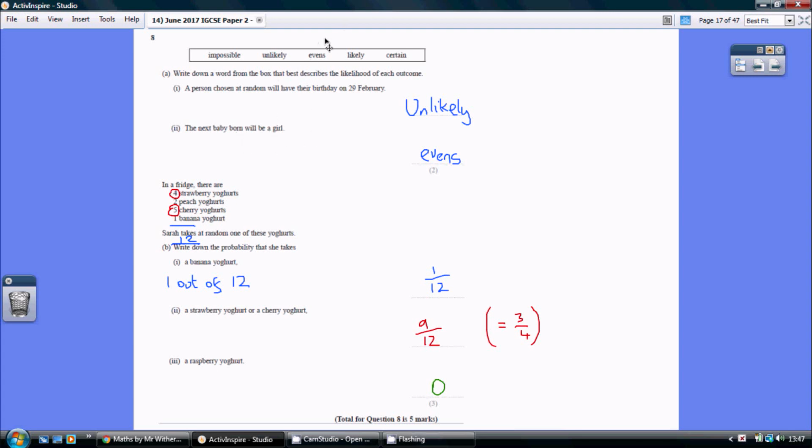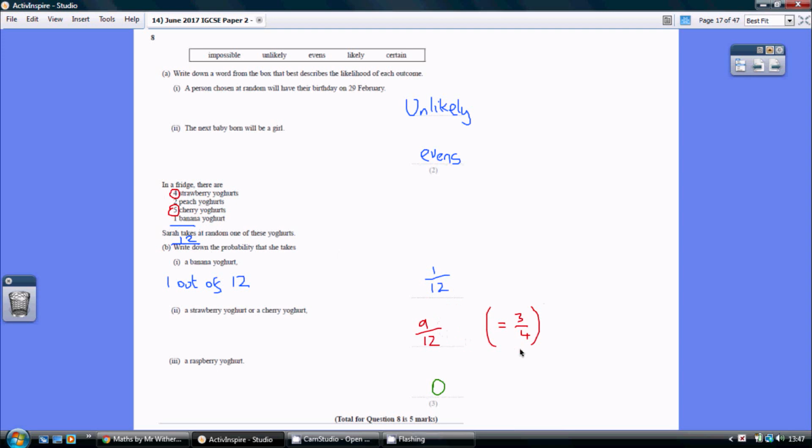So 50-50 is evens. Now for part B, we take a yogurt at random, write down the probability she takes a banana yogurt. Well, there's one banana yogurt out of a total of 12 yogurts, so we write that as a fraction, 1 out of 12. Now a strawberry yogurt or a cherry yogurt, well, there are 4 strawberries and 5 cherries, so there's 9 ones we want. 9 out of 12 is our answer.